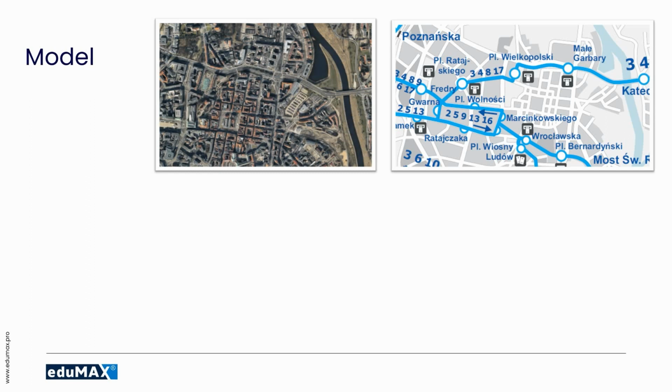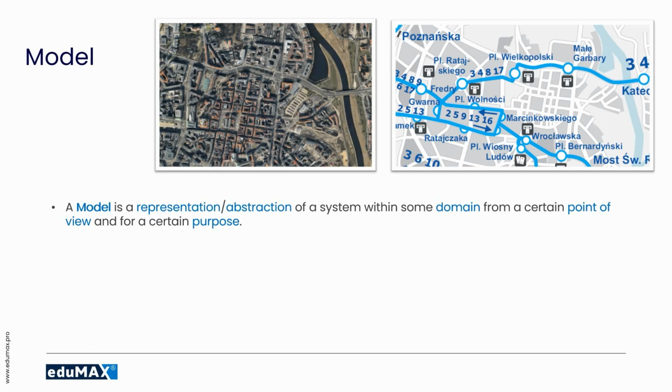What's a model first? We can say that the model is some kind of abstraction or representation of a system, and we can say more that it's within some domain from a certain point of view and for a certain purpose. That's a very good definition. I would even say that a model is some approximation. So there are some real objects and we are trying to approximate them. We are trying to abstract them.